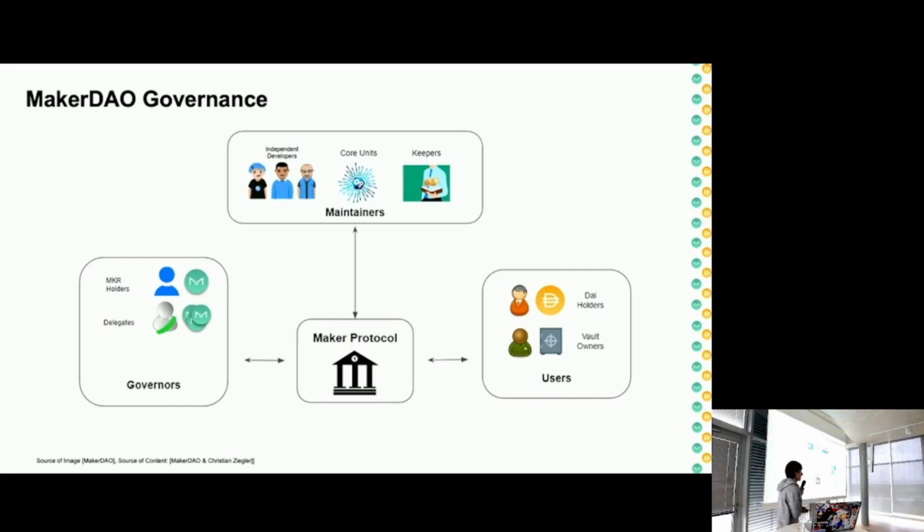Quickly to the governance. So every DAO has governance where you can put up proposals, change the protocol, change data. And there's three main actors. There's the governors, there is users, and there is maintainers, and they are all connected over the Maker protocol. So users are DAI holders and the vault owners, so the people just using the DAI. Maintainers are individual developers that are rewarded for their work. Governors that govern the protocol, so those make the decision on Maker.